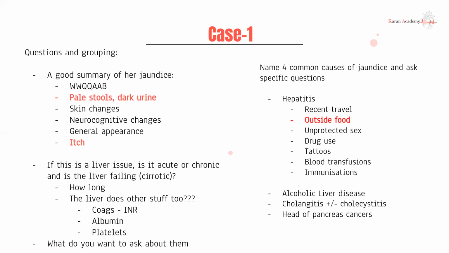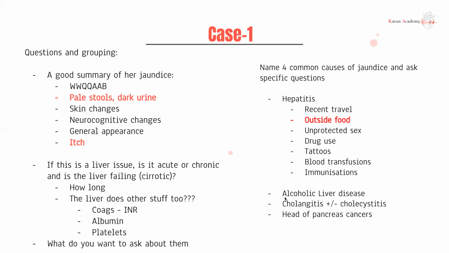Next, we have the four most common causes of jaundice, and I'm going to ask a few specific questions for them. Firstly, we have hepatitis, particularly viral hepatitis. So asking questions: have you had recent travel, food from outside, unprotected sex, drug use, tattoos, blood transfusions, and immunizations? These questions, in my opinion, are a really good hepatitis screen, which you always should be asking any patient who comes in and is jaundiced. And he says he has been having some food from ordering in food, but that's pretty much the only thing that he positively responds to.